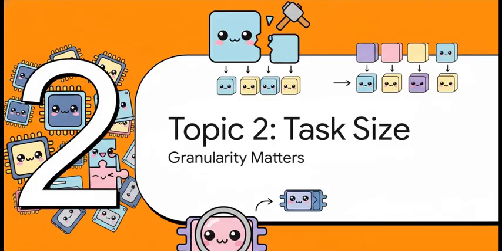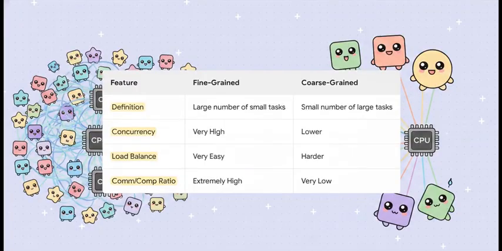On to our second topic. So we've decided how to split the problem up, but now we have to ask, just how big should those little pieces be? This is called granularity, and trust me, it can make or break your program's performance. And this table shows you exactly why. Fine-grained decomposition is when you make tons and tons of tiny little tasks. It seems great at first, right? You get lots of parallel work, and it's super easy to balance the load. You just hand out a little task to whoever's free.